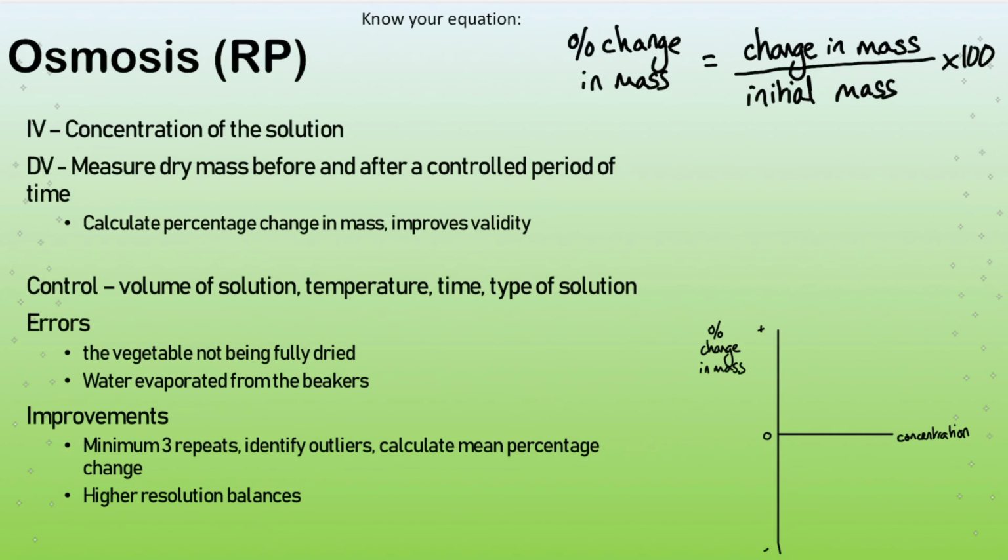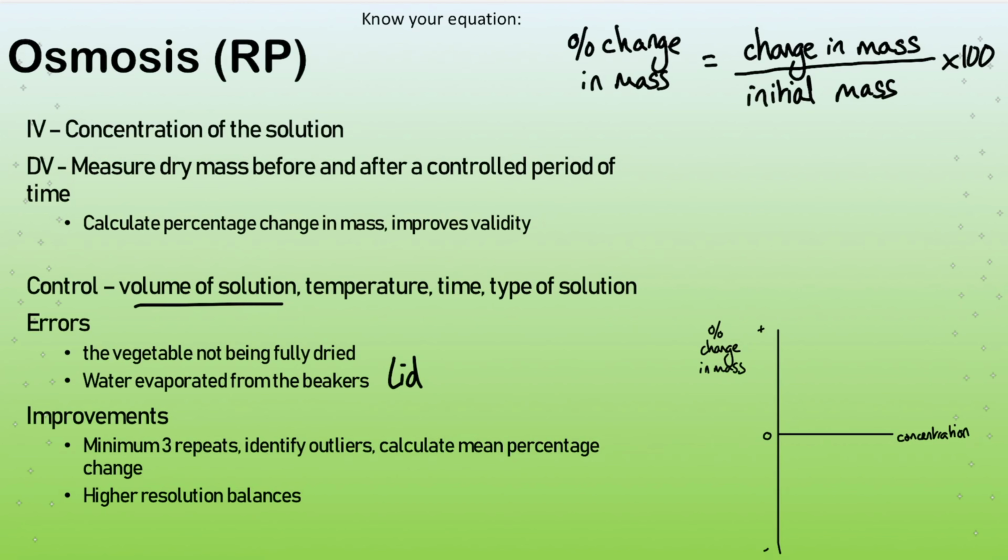So the best thing to do would maybe be to put a lid on these beakers, put a lid on the boiling tubes or the test tubes. Or if you can't do that, then make sure that they're all exposed to the same amount of evaporation and you started with the same volume of solution to begin with. But a lid's probably the best way to go.